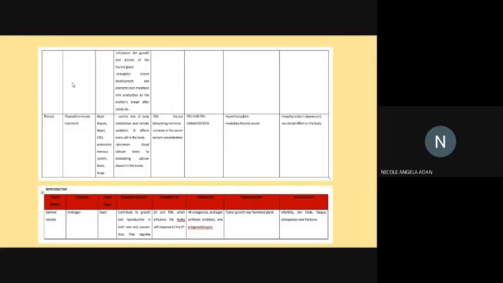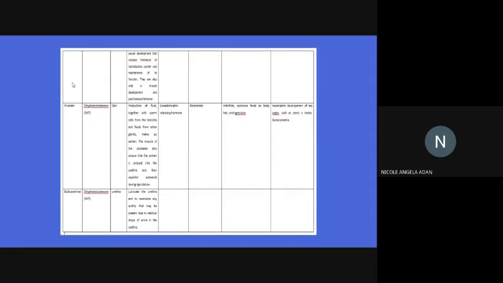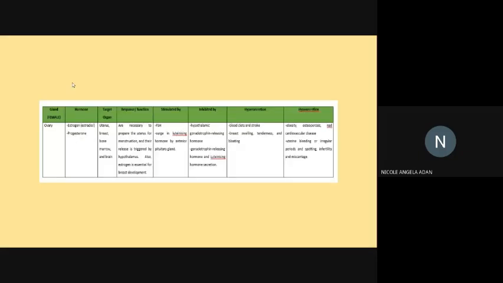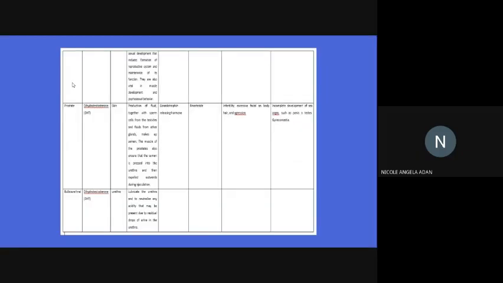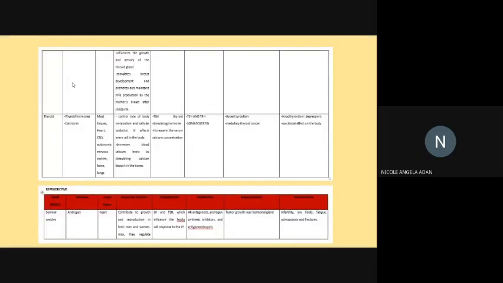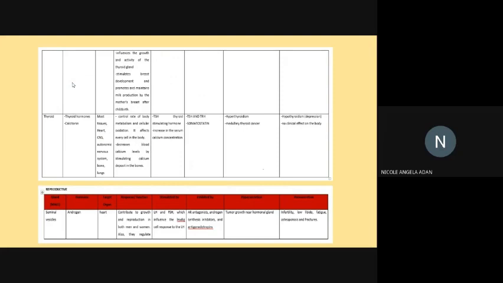Oxytocin is inhibited by catecholamines, and ADH is inhibited by atrial natriuretic peptide. Growth hormone is inhibited by somatostatin. Then FSH is inhibited by estradiol, LH by estrogen, and ACTH by glucocorticoids. Thyroid stimulating hormone, or TSH, is inhibited by high blood levels of thyroid hormones. Then prolactin is inhibited by dopamine.